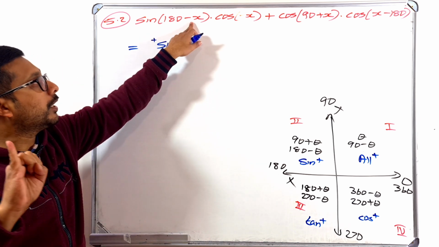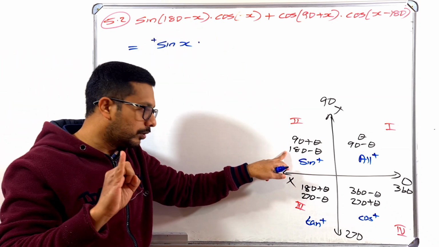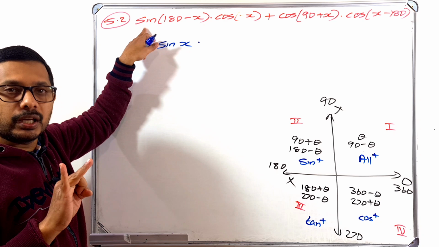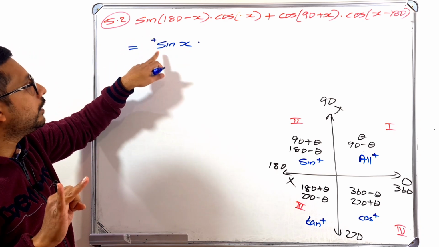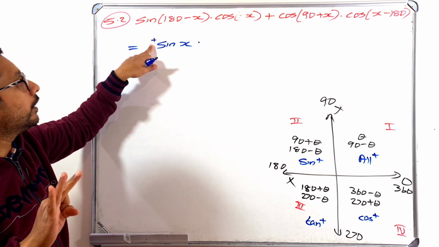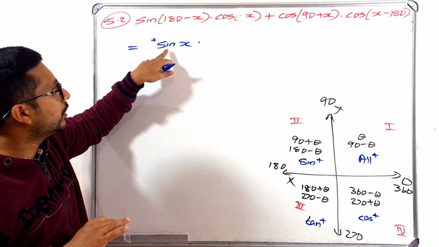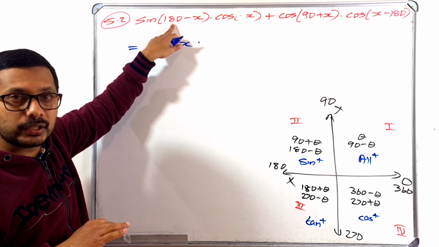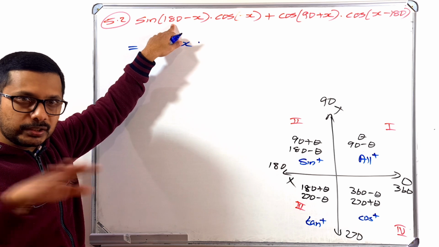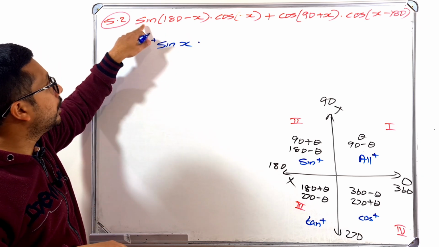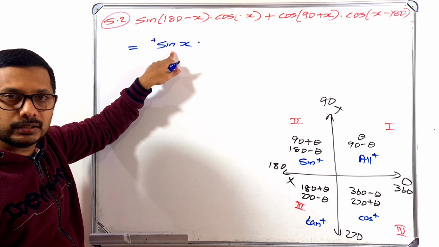180 minus x is in which quadrant? Second quadrant. In the second quadrant, what is positive? Sine is positive. Here we have sine, so sine is positive. Then 180, any change in the graph? No change. Horizontal line, no change. Do you remember these things? So here sine, and that sine stays the same.